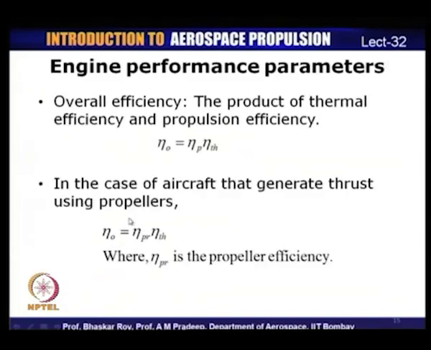Now the overall efficiency is basically the product of the thermal efficiency and the propulsion efficiency. So, eta overall is equal to eta_P, which is propulsion efficiency, and eta_thermal, which is the thermal efficiency. And in the case of engines that generate thrust using propellers, like turboprops or turboshafts, the overall efficiency is the product of the propeller efficiency and the thermal efficiency.